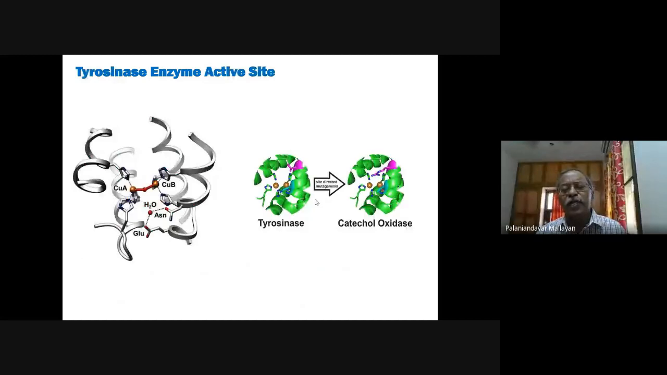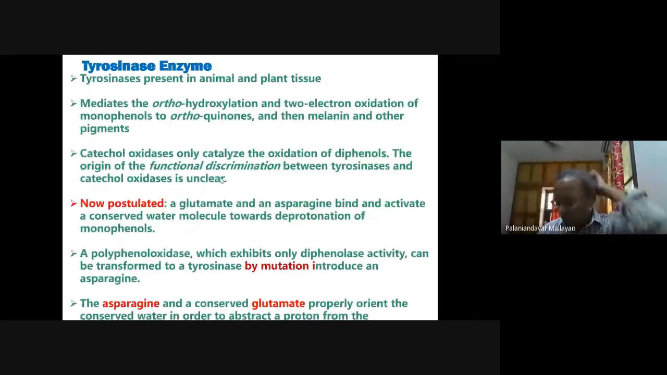So tyrosinase can be site directed. So this enzyme can be converted into catechol oxidase, and catechol oxidase can be converted into this one by simple mutagenesis of an amino acid. Both are having more or less the same. It's the asparagine in tyrosinase. There is no asparagine here, right? So they differ. When this is introduced, it has additional activity, that is mediation of orthohydroxylation of phenol.